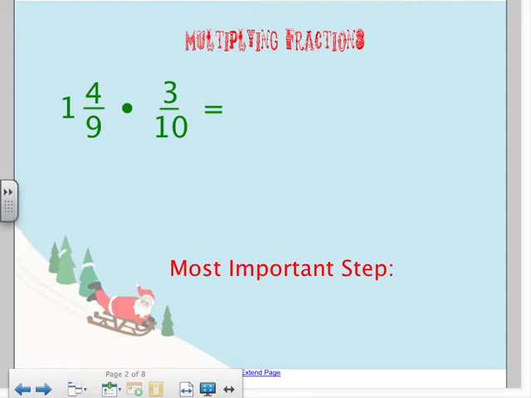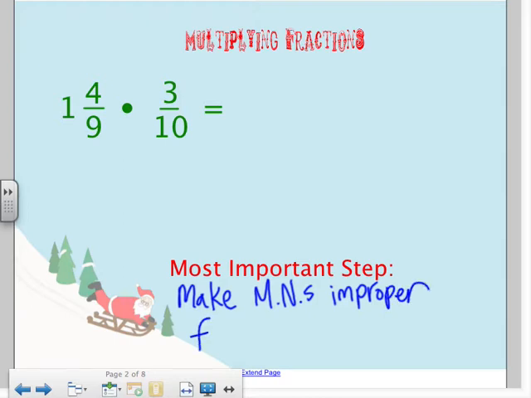So our most important step is to make mixed numbers, I'm going to abbreviate it MN, mixed numbers, improper fractions. And this is going to be true when we're doing division as well, okay? So anytime you see multiplication and division, make sure any mixed numbers get turned into improper fractions.